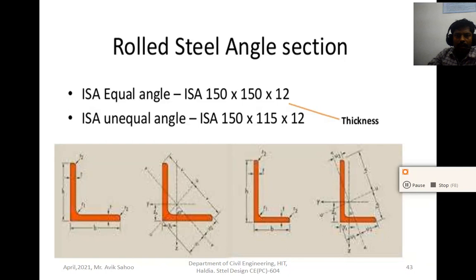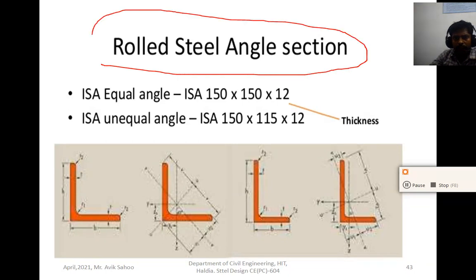Now you see another type of section, the steel angle section. This angle section is designated by its leg size and thickness. So this is the thickness, this is the leg size. This angle section consists of two legs, a horizontal leg and a vertical leg.